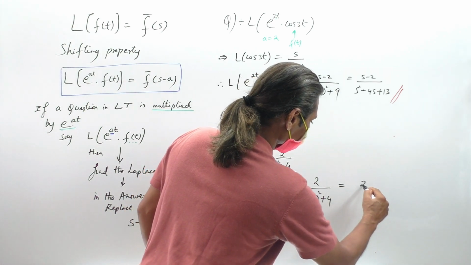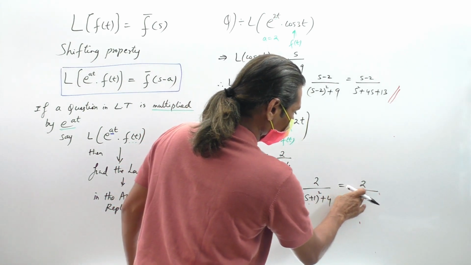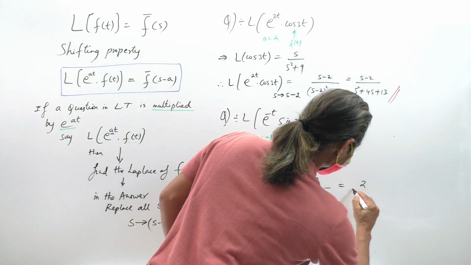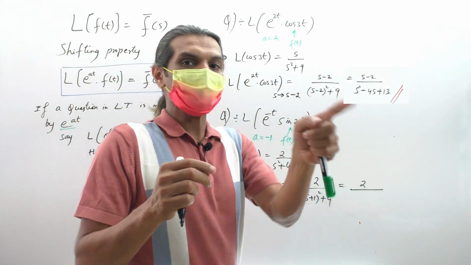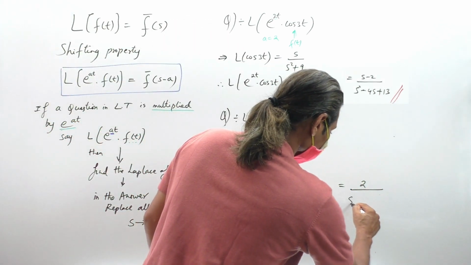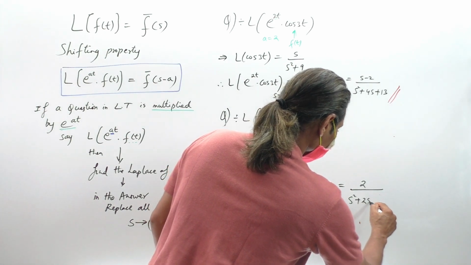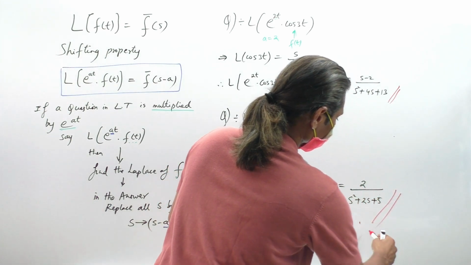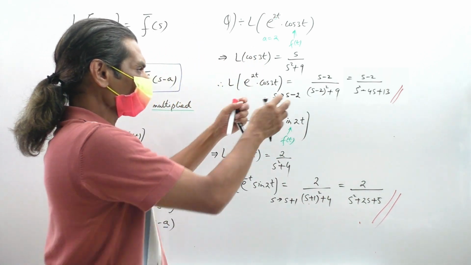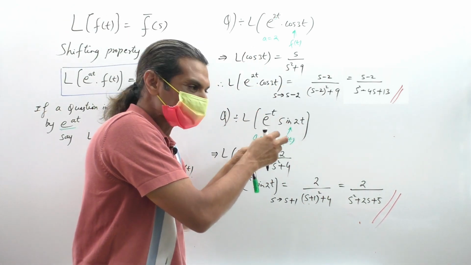So finally the answer will be 2 by, what is s plus 1 the whole square? s square plus 2s plus 1. 1 plus 4 is 5. So we have s square plus 2s plus 5. That's the answer. I hope you understood how to solve these two problems clearly.